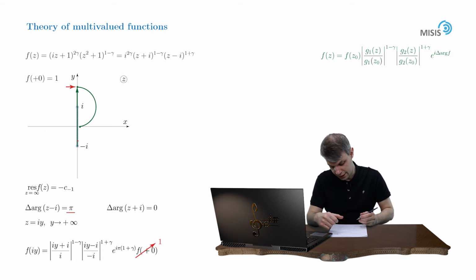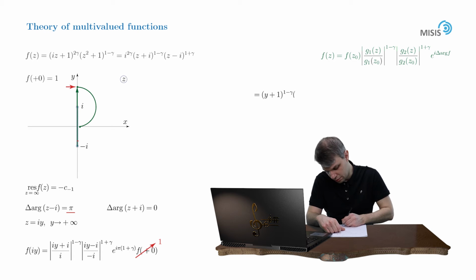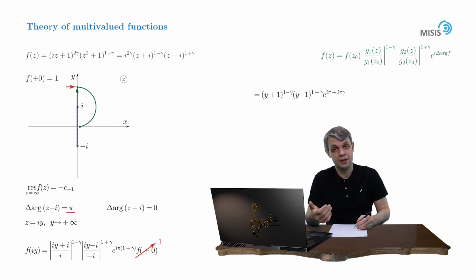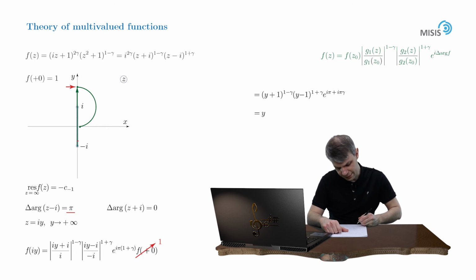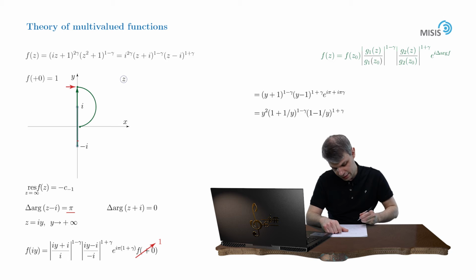And now we simplify our moduli. So we obtain (y plus 1) to the power of 1 minus gamma and (y minus 1) to the power of 1 plus gamma, times e to the i pi plus i pi gamma. And now we can analyze this expression using purely real analysis arguments. We simply expand these two real brackets using Taylor expansions. So we factor out y, and end up with y squared times (1 plus 1 over y) to the power of 1 minus gamma, times (1 minus 1 over y) to the power of 1 plus gamma. e to the i pi is turned into negative 1, and e to the i pi gamma.